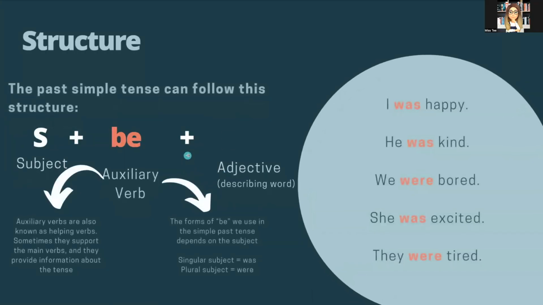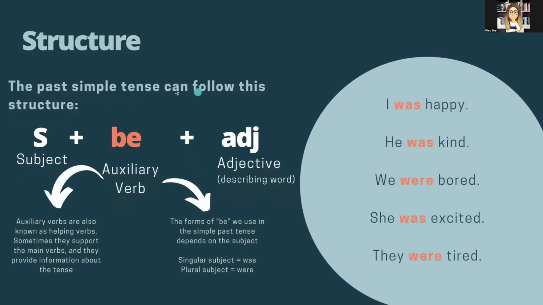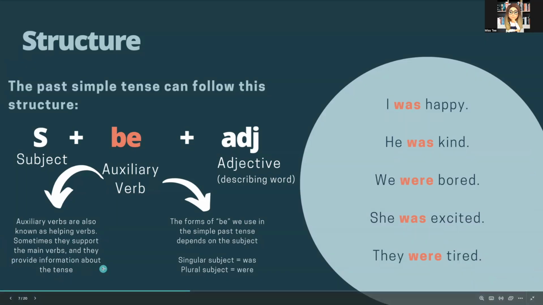So let's look at this structure. The past simple tense can follow this structure: subject plus the form of be, and then the adjective. So subject, we've already talked about, is the thing doing the action. And in this case, be is our verb, our action, but it's an auxiliary verb. So in case we don't remember from our other lessons, auxiliary verbs are also known as helping verbs. Sometimes they support the main verbs and they provide information about the tense.